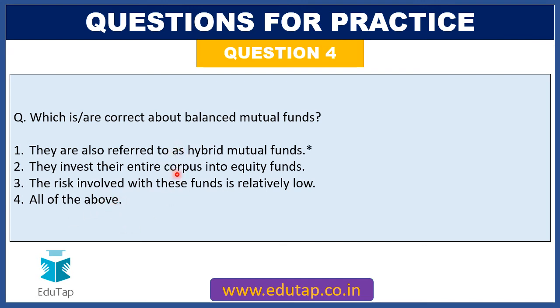So friends, as we've already discussed in one of the previous questions about the different types of mutual funds, we can easily answer this question about balanced mutual funds: they are also referred to as hybrid mutual funds. This only is correct, and the second and third options are incorrect here because they invest their corpus into equity and debt funds and the risk involved is also relatively high. So the answer is going to be option number 1.